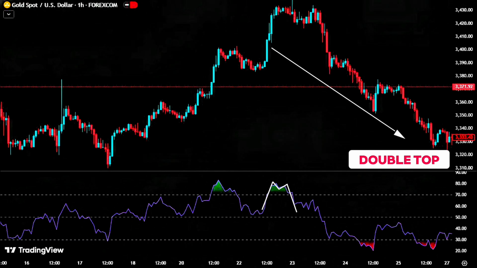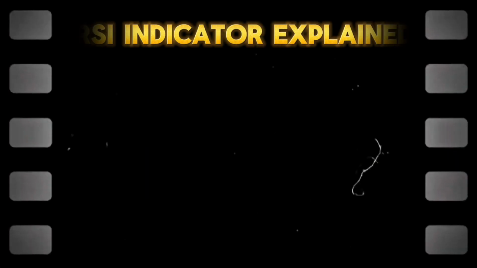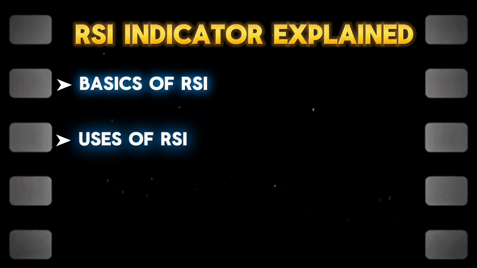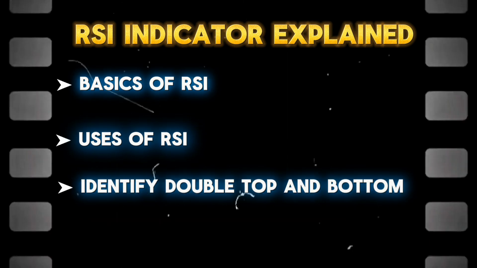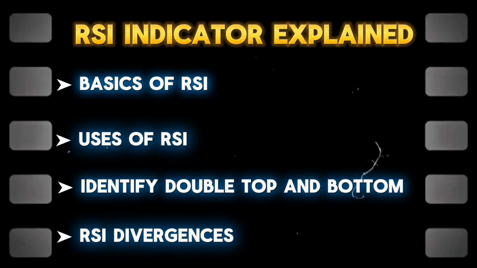In the same way, we can also identify double bottom patterns on RSI. These patterns give us an early signal of possible price reversals. So far, you've learned what RSI basically means, how to use it, and how to identify double top and double bottom patterns. Now let's take this to the next level and understand RSI divergence.